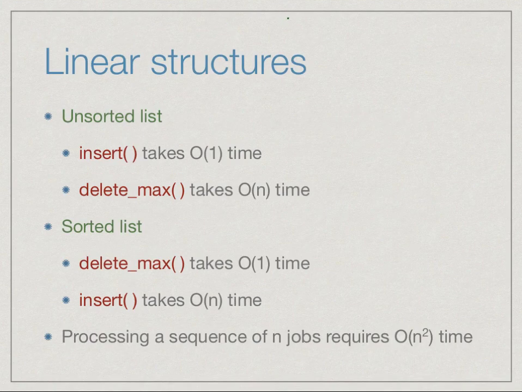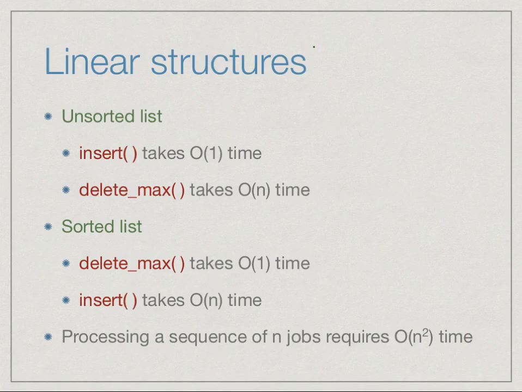So based on linear structures that we already studied, we can think of maintaining these jobs just as a list. Now if it's an unsorted list, when we add something to the queue, we can just add it to the list, append it in any position. So this takes constant time. However, to do a delete max, we have to scan through the list and search for the maximum element. As we have seen, in an unsorted list, it will take us order n time to find the maximum element in the list because we have to scan all the items.